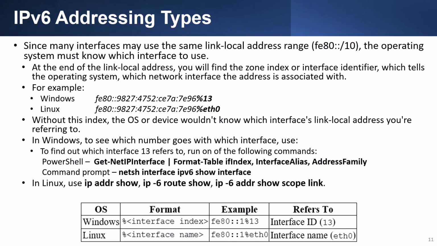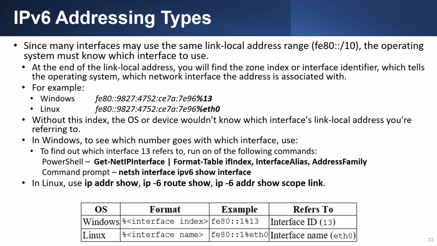Since many interfaces may use the same link-local address range, the operating system must know which interface to use. At the end of the link-local address, you will find the zone index or interface identifier, which tells the operating system which network interface the address is associated with.